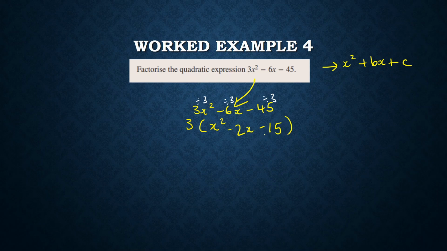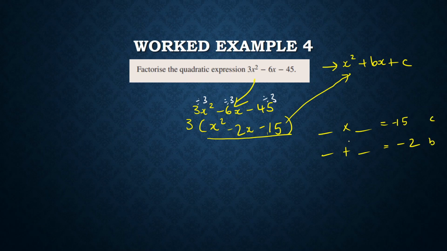All right, so now that we've got that, now we have taken 3 out, we now can see that that is in the form of x squared plus bx plus c. Can we see that? So the next question is, what number times together will give me negative 15, and what number added together will give me negative 2, which is your C and your B. All right? So you can definitely play around with numbers, but multiplication does come in handy, especially when you do this.